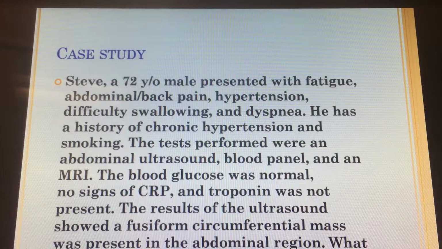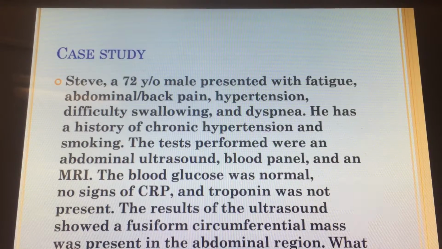Each one of these things is not unusual at all in a 72-year-old person. However, putting them all together, that really doesn't give me a great clinical picture of this guy. So let's look. He has a history of chronic hypertension and smoking. Tests performed were an abdominal ultrasound, blood panel, and an MRI.